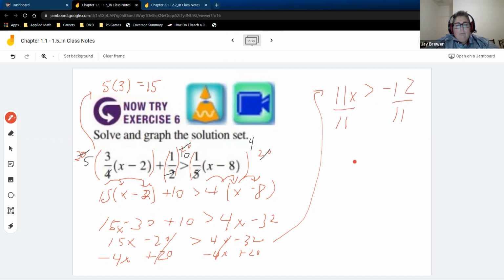Again, we're not dividing or multiplying by a negative. We just have a negative in our answer. And then it wants us to graph it. So you're looking at a little bit more than 1. So it's going to be like right here, and it'll be open. As long as you're close, or if you want to label it, instead of labeling it -1, you could label it -12 over 11. It's close enough.